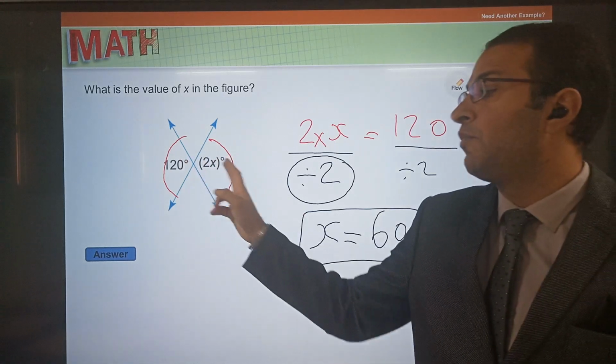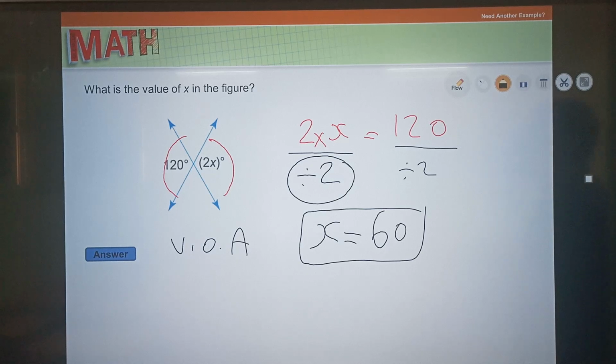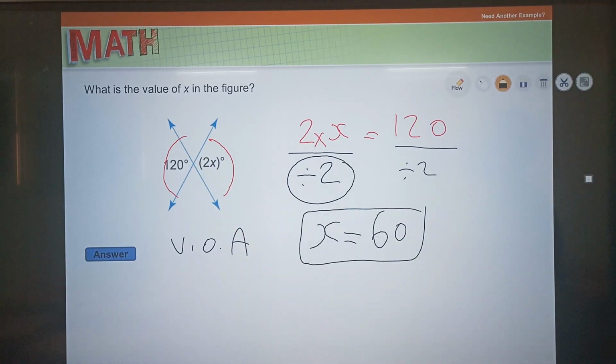Again, we will use vertically opposite angles. The vertically opposite angles are equal to each other. So we put 2x equal to 120. Divide both sides by 2. So we have here x equal to 60.